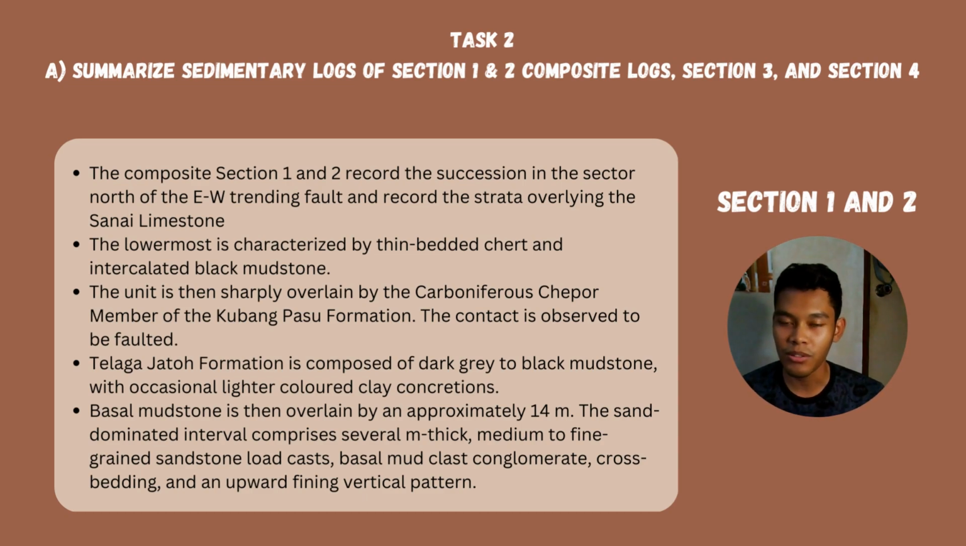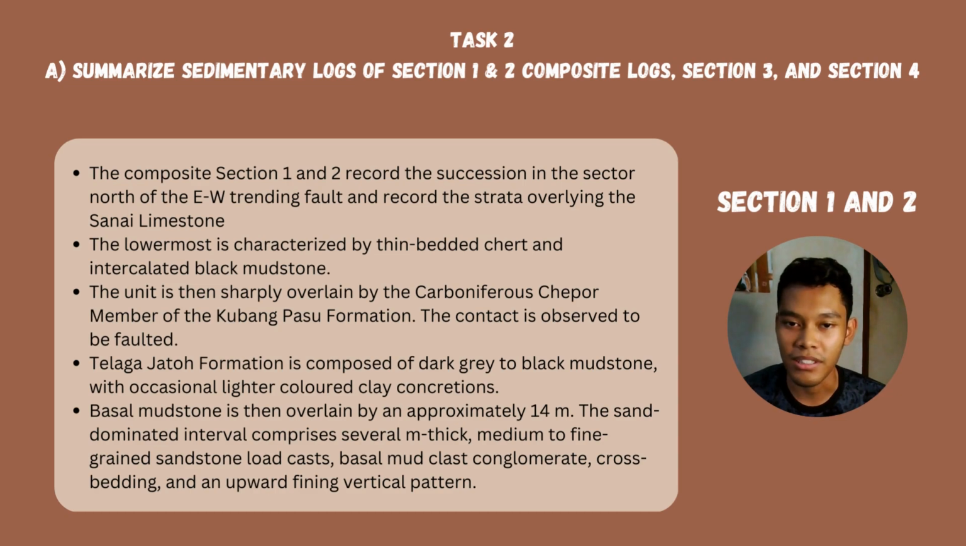For section 1 and 2, the composite section 1 and 2 records the succession in the sector north of the east-west trending fault, and records the strata overlying the Sinai limestone. The lowermost is characterized by thin bedded chert and intercalated black mudstone. The unit is then sharply overlain by the Carboniferous Chapor member of the Kubang Pasu Formation. The contact is observed to be faulted.